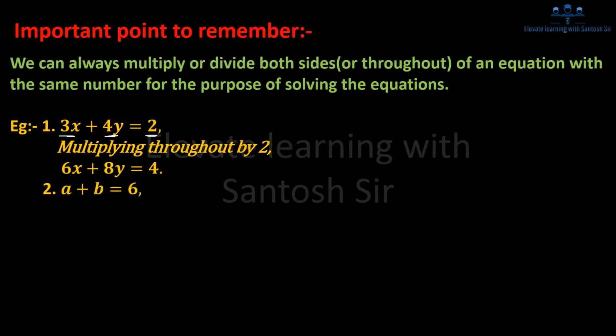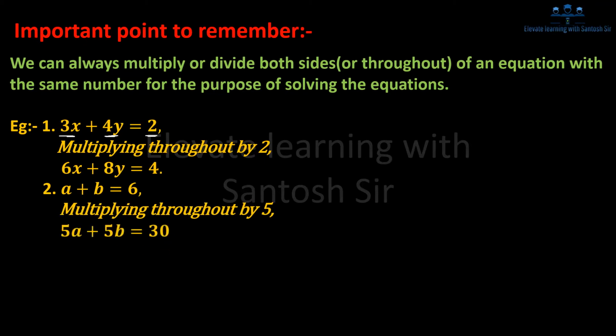We can do this for the purpose of solving. Let's take another example. a + b = 6. If I multiply throughout by 5, what will it become? It will be 5a + 5b = 30.